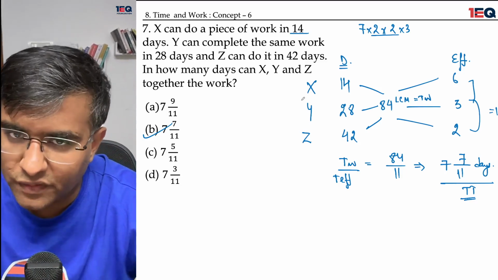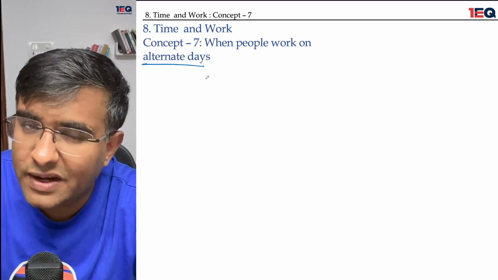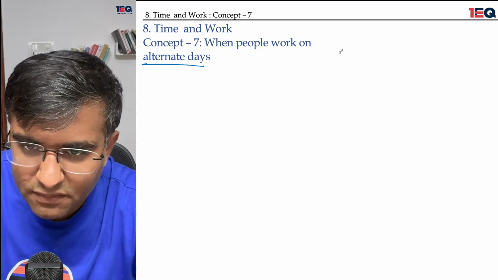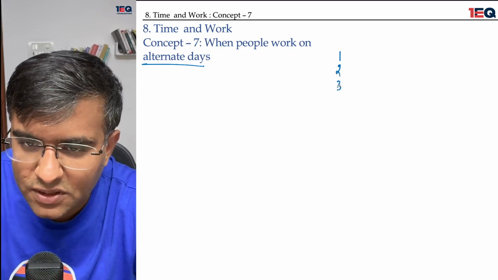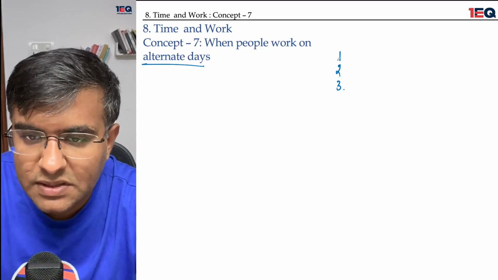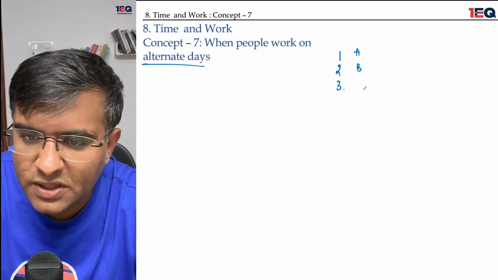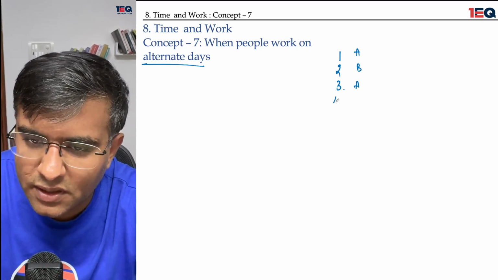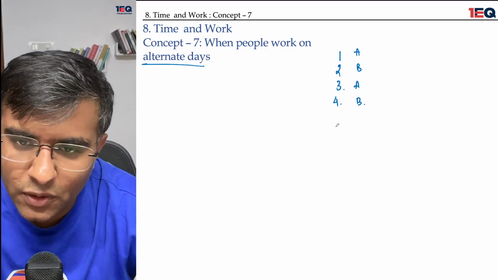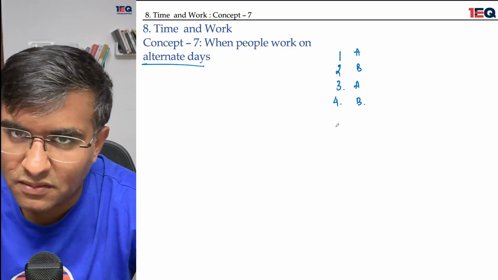Moving on. When people work on alternate days, whenever you get this kind of a question, that people work on alternate days or they work in 3 days or let's say 4 days, what happens is, let's assume that only A is working here and then only B is working here, then only A is working here, and then on the fourth day only B is working here. In this manner you cannot calculate the total work being done very easily.